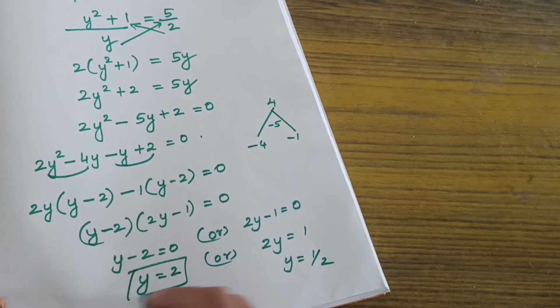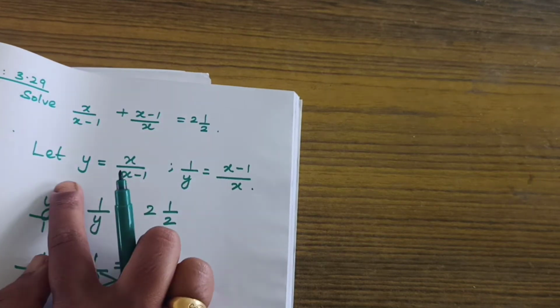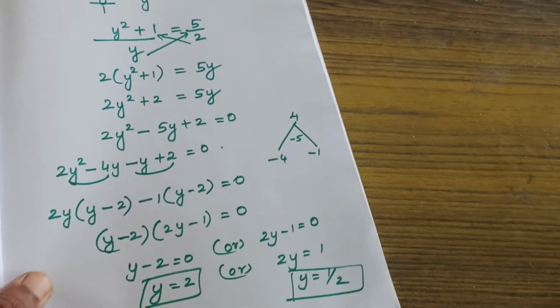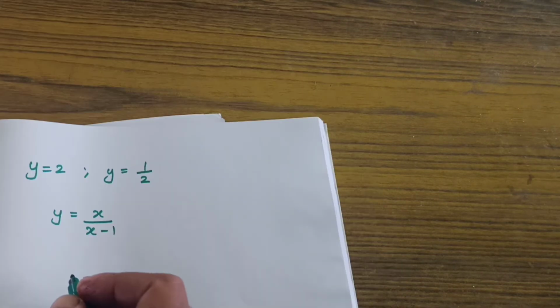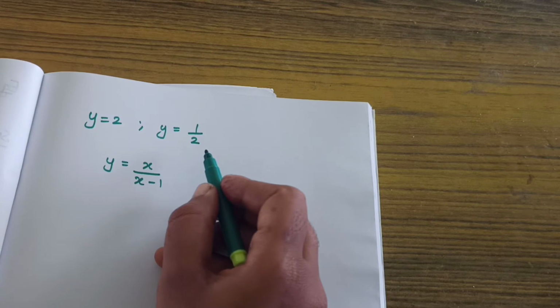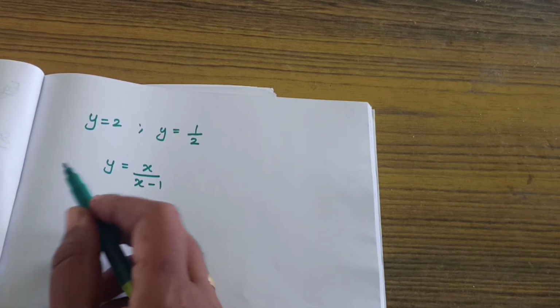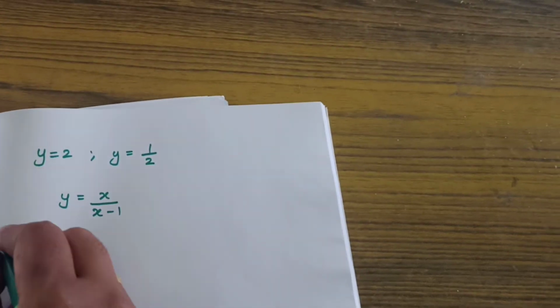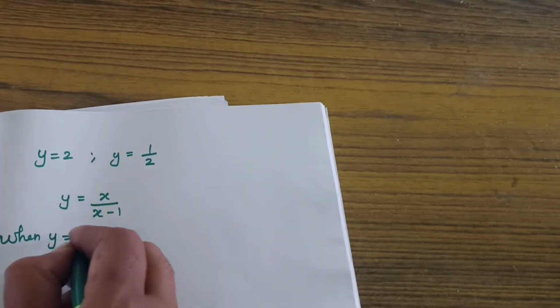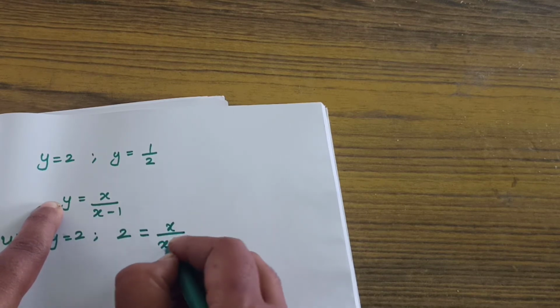So we got the y value. But in the question they asked for the x value. The question is in x. We need to find the value of x only. So we need to substitute here and we will get the final answer. Okay, listen dear students. We got y equal to 2 and y equal to 1 by 2. So y is equal to x by x minus 1, that we already took. Okay, so just substitute when y equal to 2. What is the value? 2 equal to x by x minus 1.